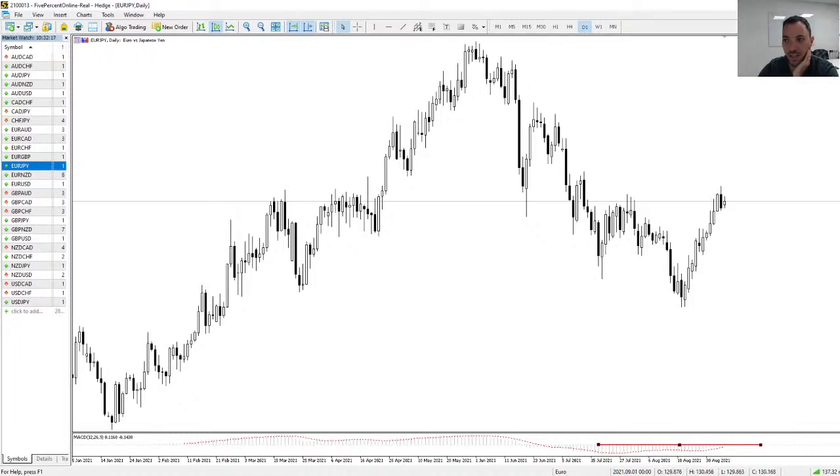Euro yen, we finally see a swap zone again. We have this supply, no reaction to it. Now a pullback to that area. That's a swap zone. We've been talking about that, and then go long.